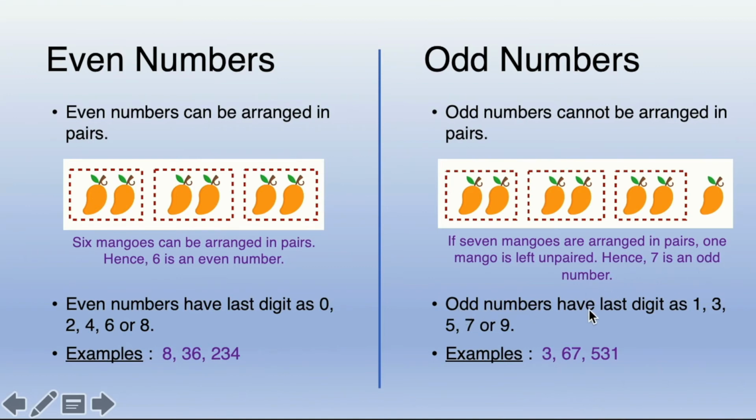Odd numbers have last digit as 1, 3, 5, 7 or 9. So examples are 3, 67. So this 2-digit number has the last digit as 7. So it is an odd number. Then 531. Over here this 3-digit number is again an odd number because last digit is 1.